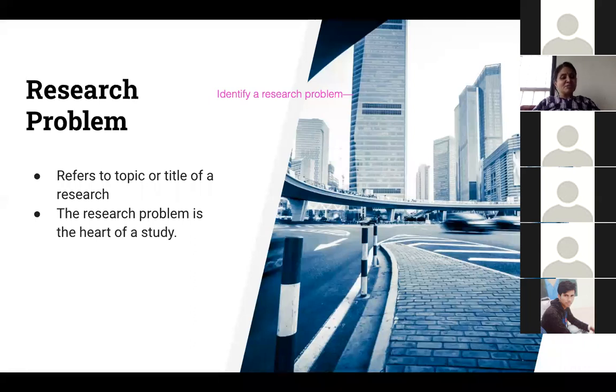Identifying a research problem, then you review the literature, and then you decide on a research design. Then you collect data, analyze the data, interpret the data, and then draw a conclusion, and finally report the research with references. So we saw these steps. Now the first step was identifying a research problem.